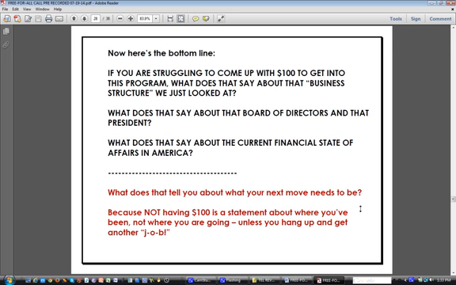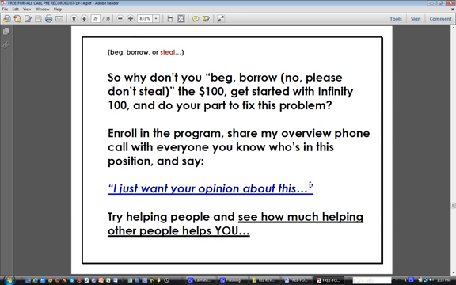Because not having the $100 is not a statement about you. It is not your fault. It is a statement about where you have been, not where you are going, unless you hang up and get another job. So you know the expression beg, borrow, or steal.